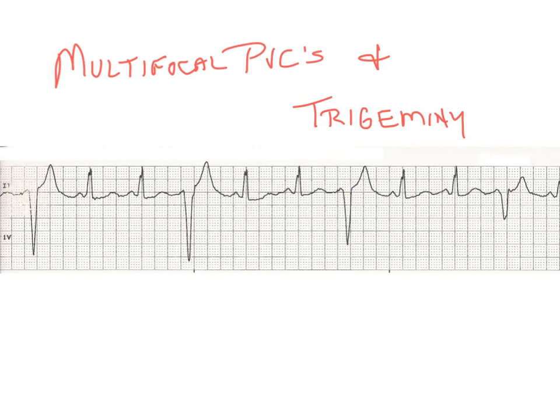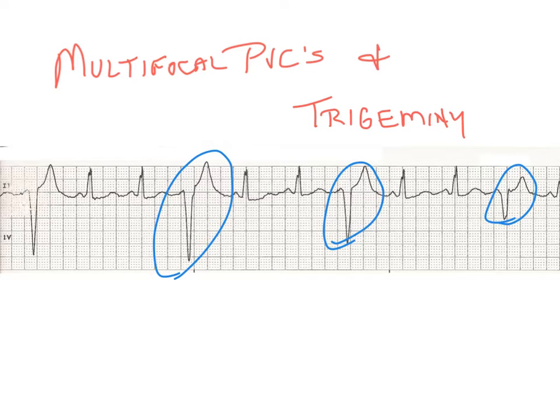Here's some more multifocal PVCs. This was a good one here because it actually shows you 3 different PVCs. All of them are coming from technically different areas of the heart. Or not different areas, but if you look at it, they're all pointing down, but they're different sizes, a little bit different morphology, they call it. So I would consider these multifocal PVCs.